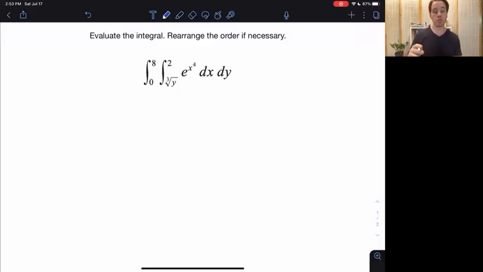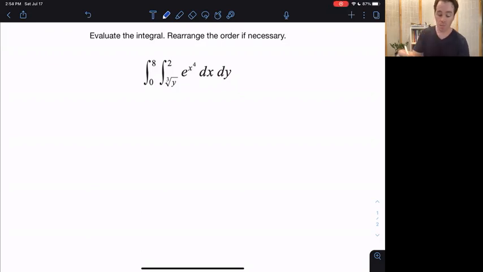Here we're going to look at a function where not only is it possible to rearrange, but in fact it's going to be necessary. And this is when the method of rearranging the order of integration is the most powerful and most useful, because it allows you to take an integral that you otherwise would not be able to evaluate and turn it into something that does have an answer. So we're going to evaluate this integral.